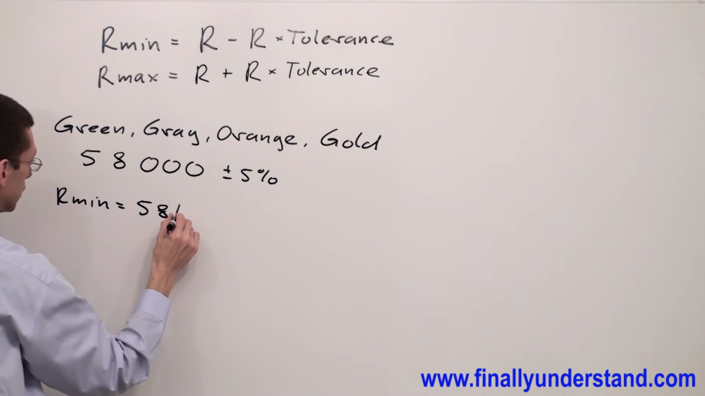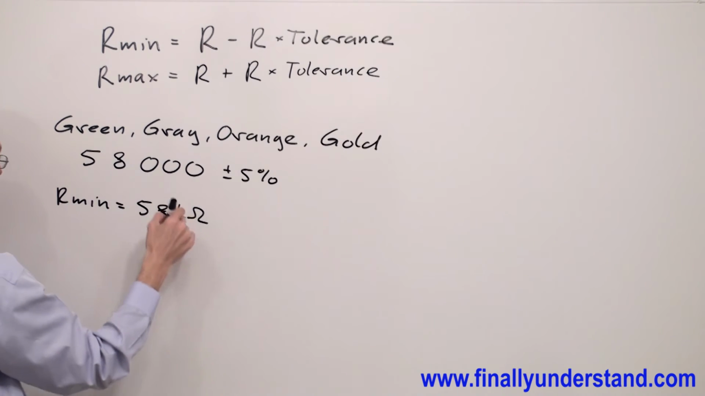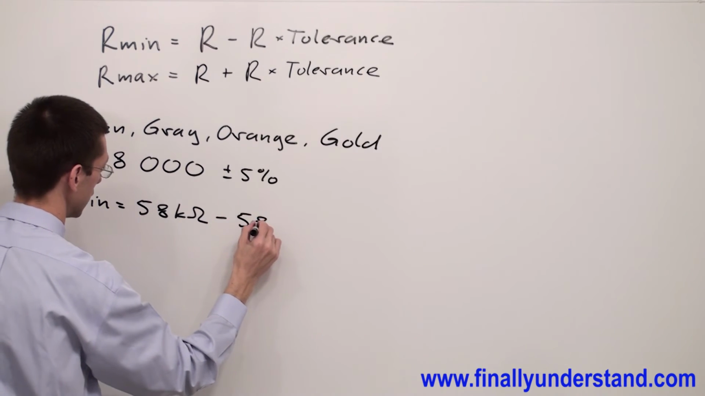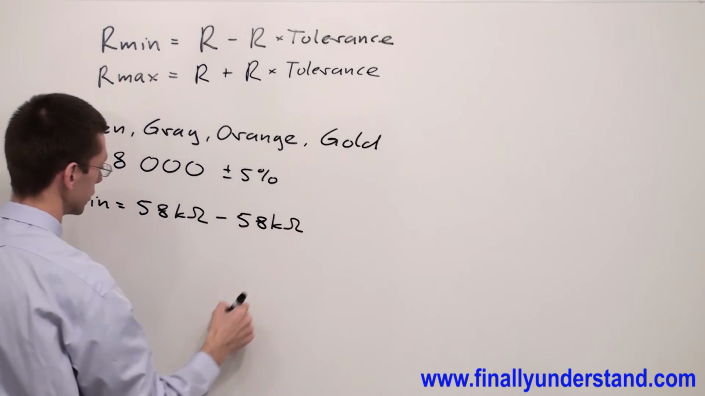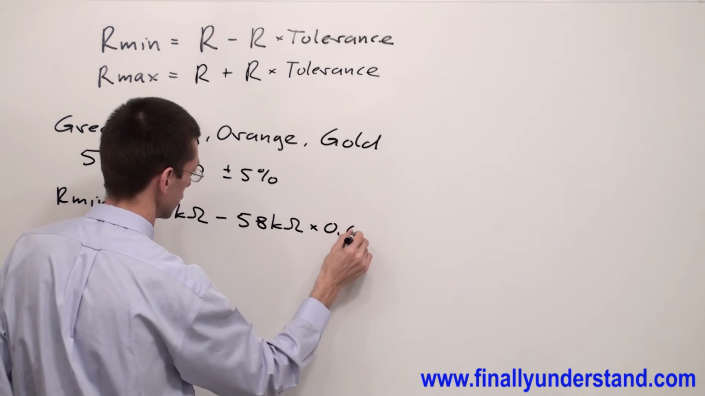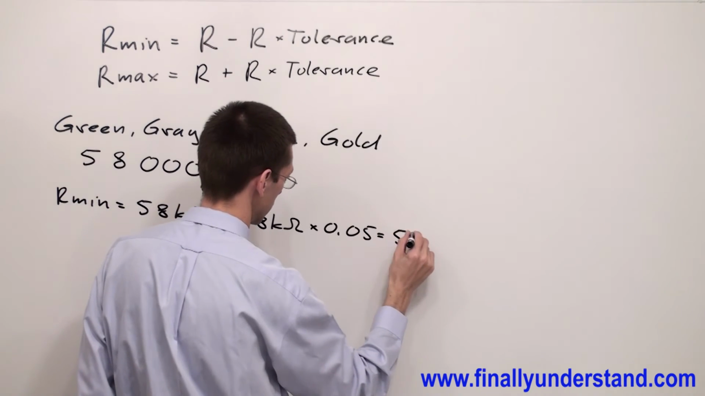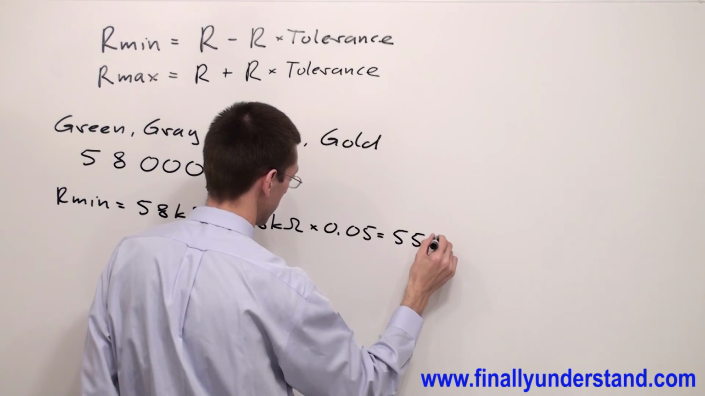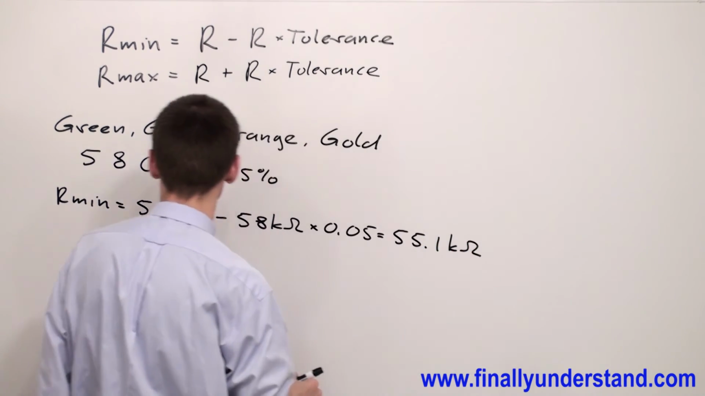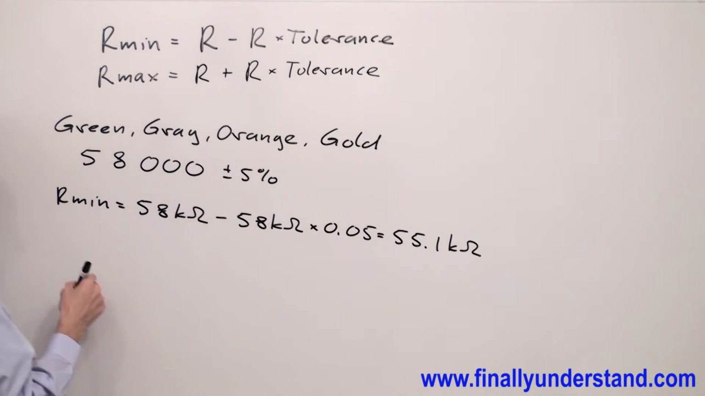58 kΩ, because this is 58 kilo, minus 58 kΩ times 5%, 0.05, is equal to 55.1 kΩ. This is the possible minimum value of my resistance.